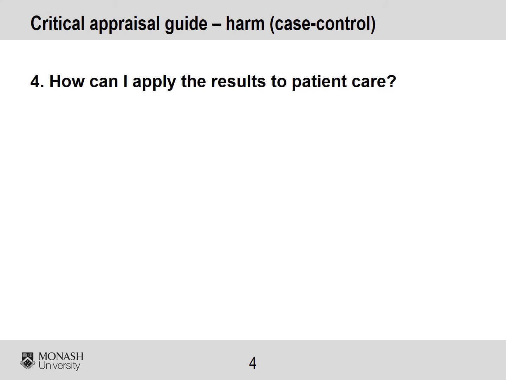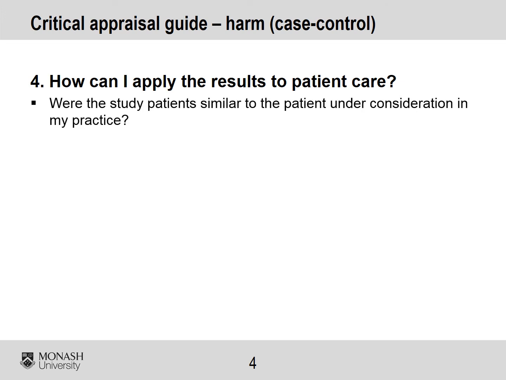Finally, number 4, how can I apply these results to patient care? So again, just comparing the baseline results from your study to your patient. Totally fine if the characteristics don't align, just as long as you highlight that and highlight it as a particular or possible limitation in terms of applying the results from that particular article to your specific patient.